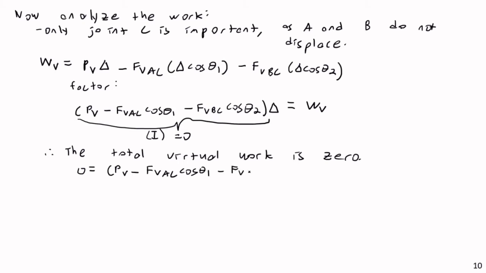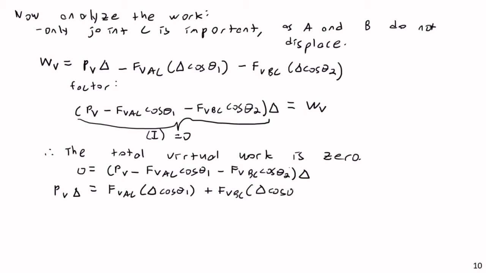minus FVBC times the cosine of theta 2 times delta. Or splitting this up, I can say that PV times delta is equal to FVAC times delta cosine theta 1 plus FVBC times delta cosine theta 2. And this may not look like much, but this is basically my final form here.